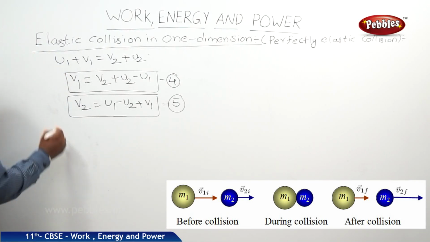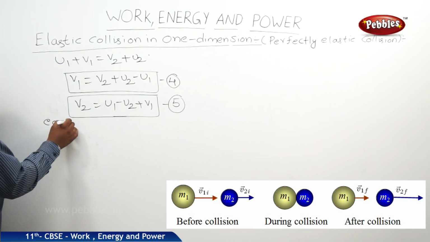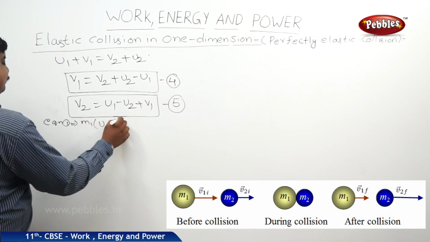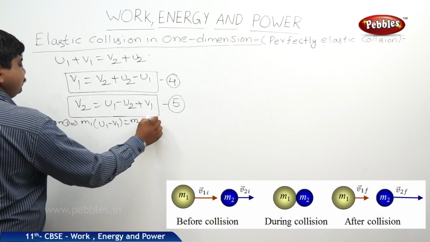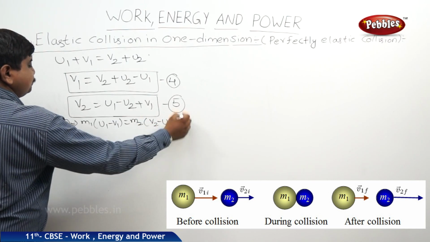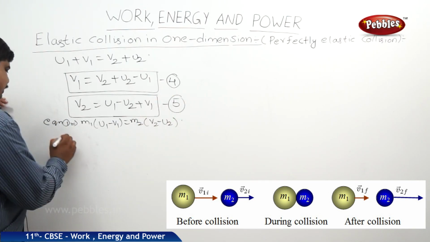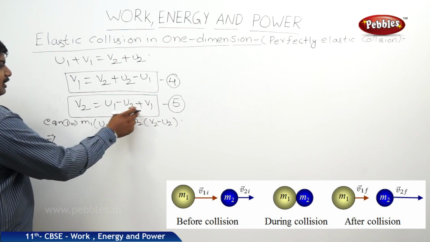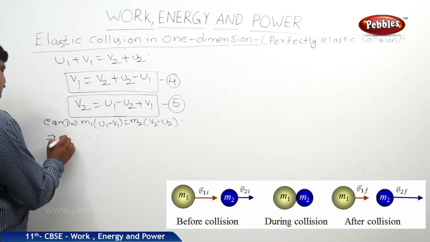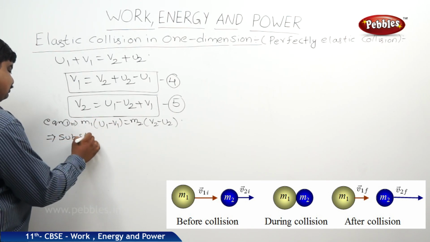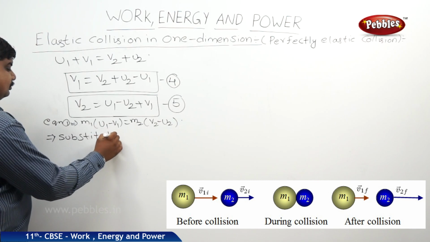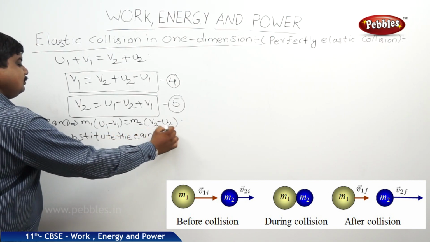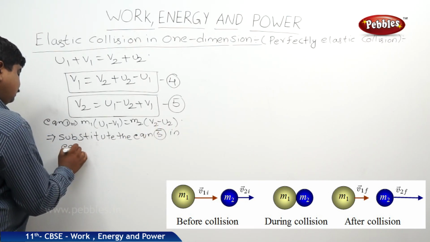Next I am writing equation 1 again. m1 into (u1 minus v1) is equal to m2 into (v2 minus u2). So therefore, what can we write? We are substituting the v2 value from equation 5 in this equation 1. So we can write: substitute equation 5 in equation 1.